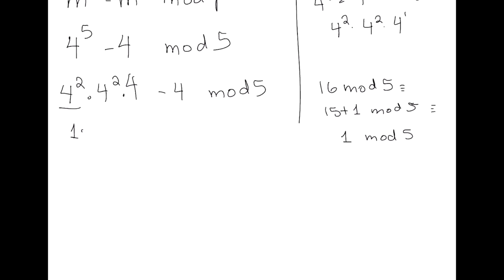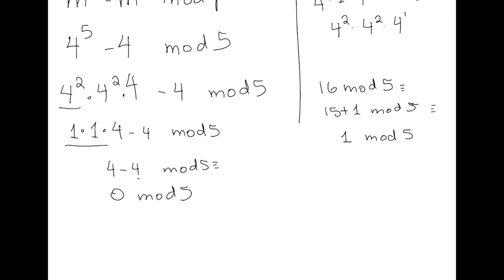So I can say this is 1 times 4 minus 4 mod 5. And then 1 times 4 is, of course, 4. 4 minus 4 mod 5, which is equivalent to 0 mod 5, which is exactly what we wanted.